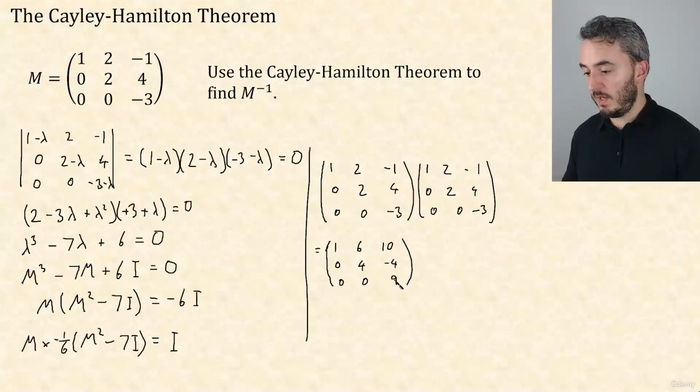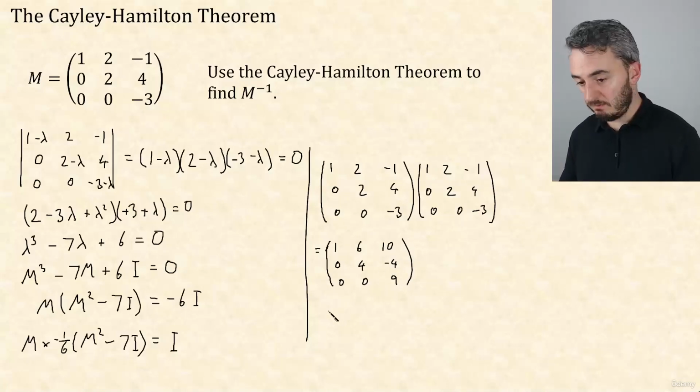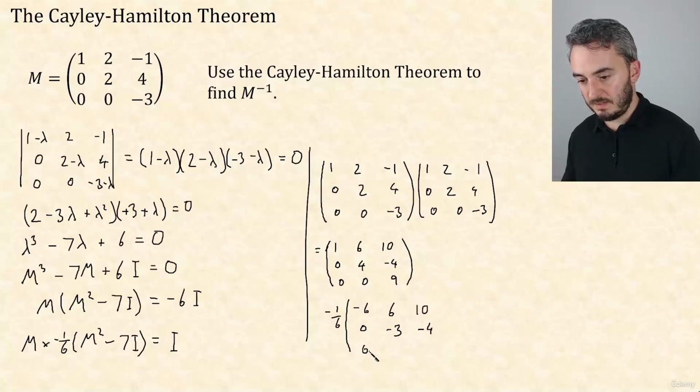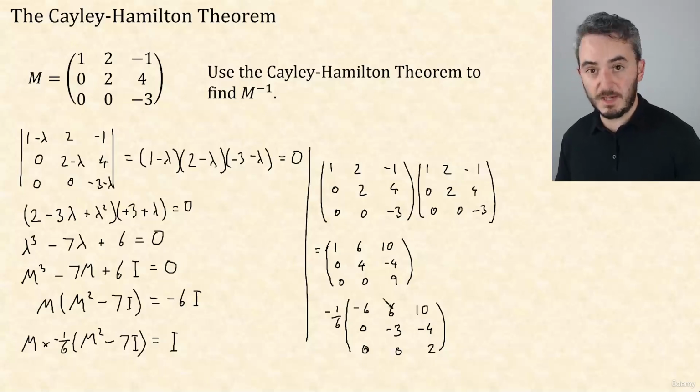So there's M squared, and now we just need to do minus 1/6 of M squared, which is this minus 7 times identity. So this minus 7 minus 6, and then 6 and 10, they stay the same, and then 0, and then this minus 7 is minus 3, and minus 4 stays the same, and 0 and 0, and then 9 minus 7 is 2. And that is the inverse, and we're done.